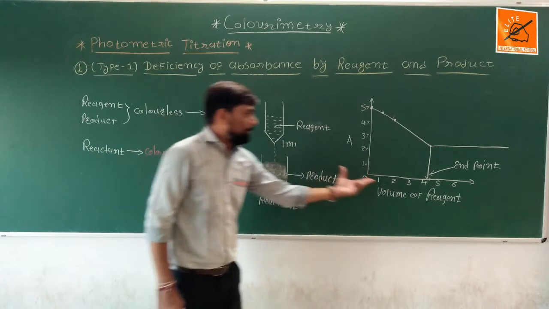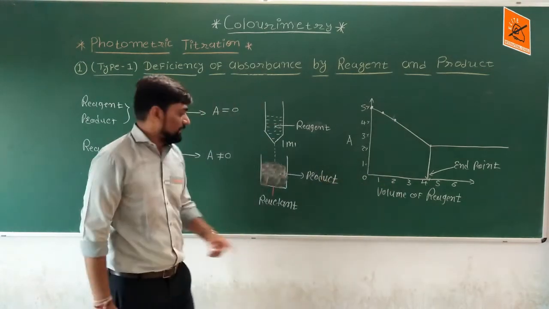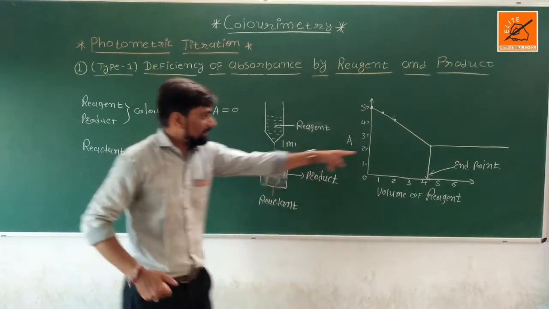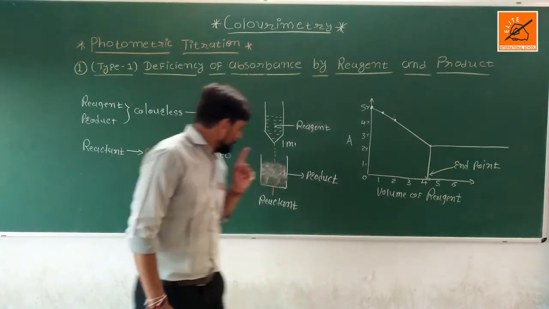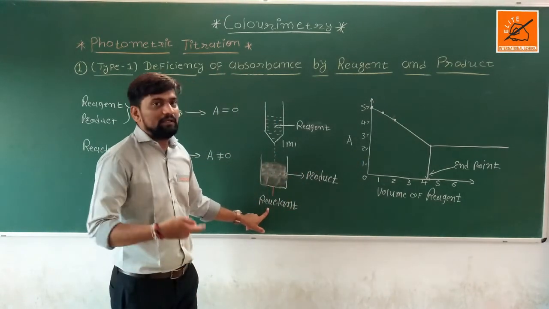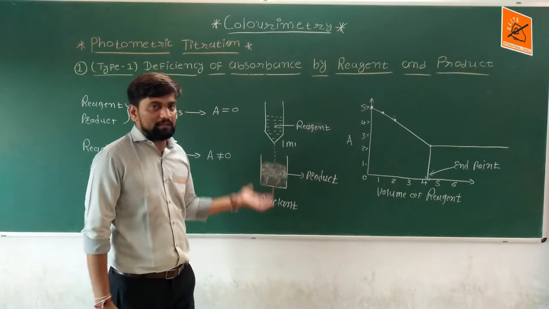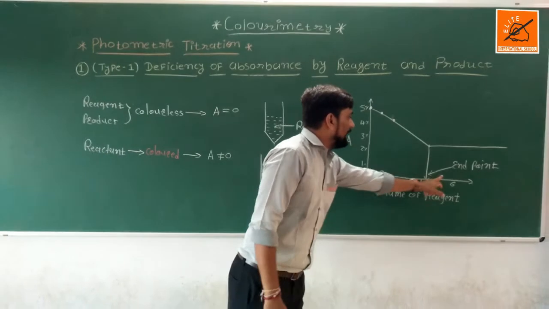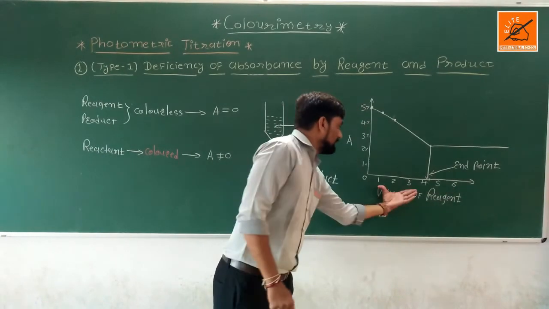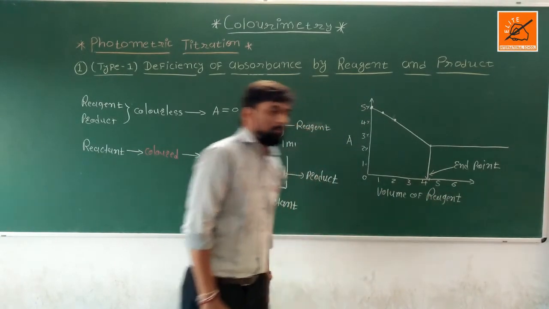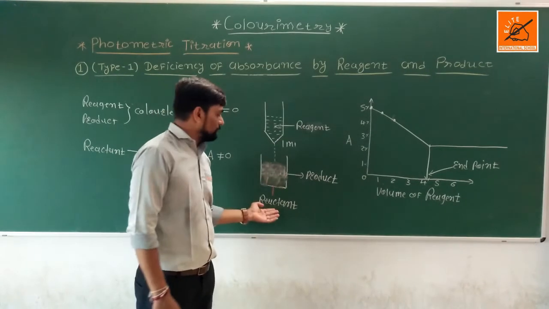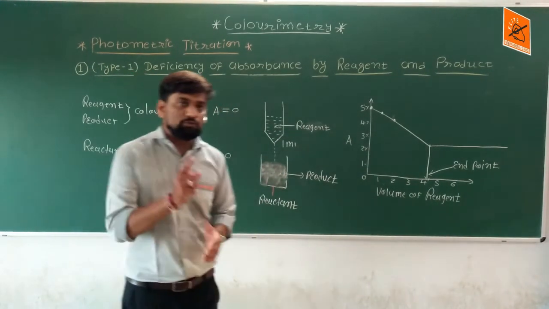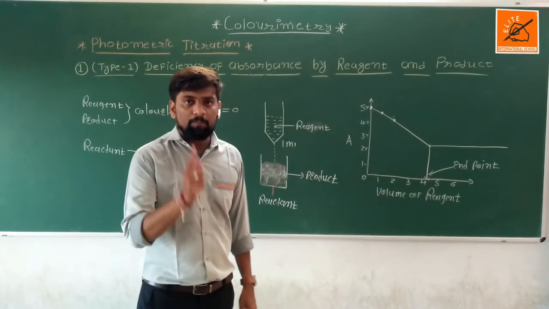So this end point is used to determine the concentration or volume of the reactant, meaning how much reactant is available in the flask. It is determined by the use of the end point, meaning 4 ml of reactant is required to convert the reactant into the product. So this end point is used to determine the concentration or volume of reactant.